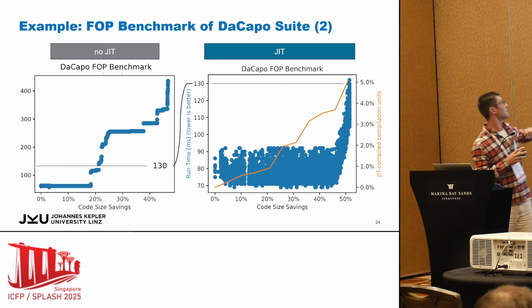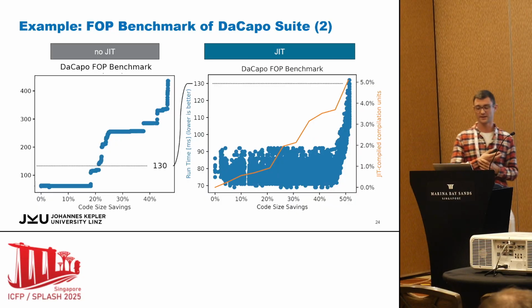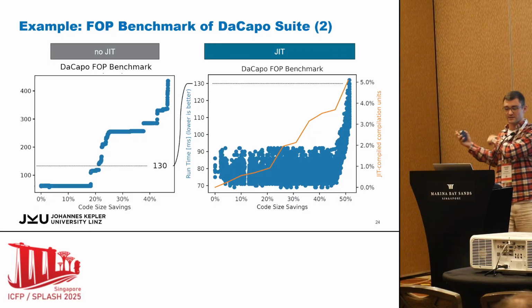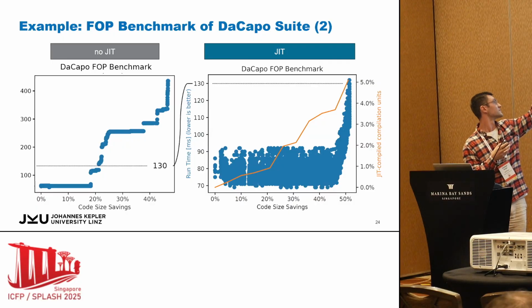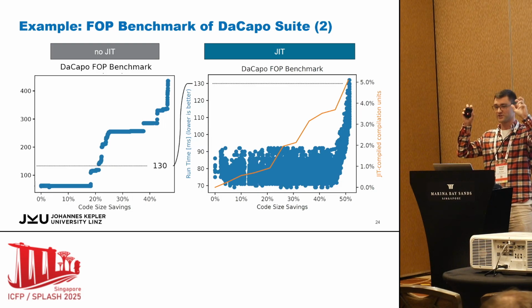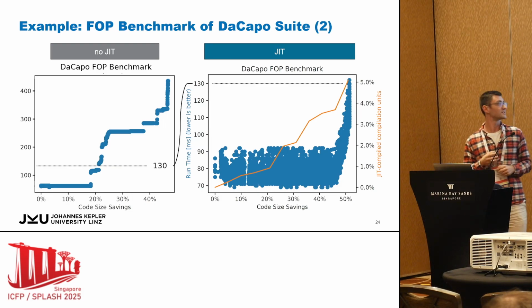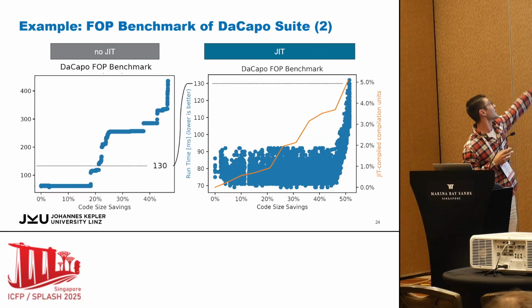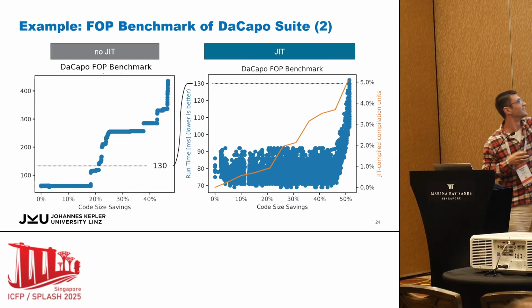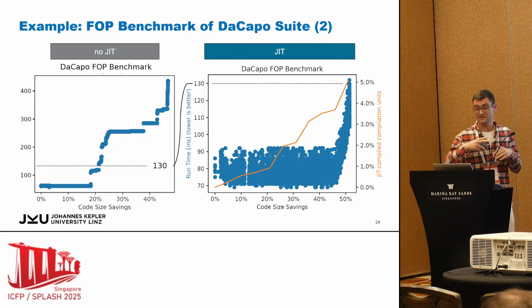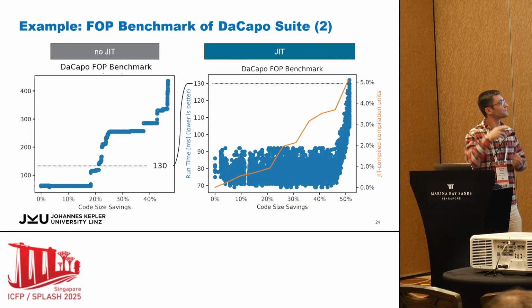On the left we have a diagram of the DaCapo FOP benchmark, which does PDF layouting, and there it's the same approach as before. We remove compilation units and then take a look at how performance evolves. And if we now add our JIT compiler, or our JIT simulation, we see that the performance is way better. Please note that the x-axes here are different. So I marked the 130 line in the left diagram. What we can also see is that the deviation gets a little bit stronger.